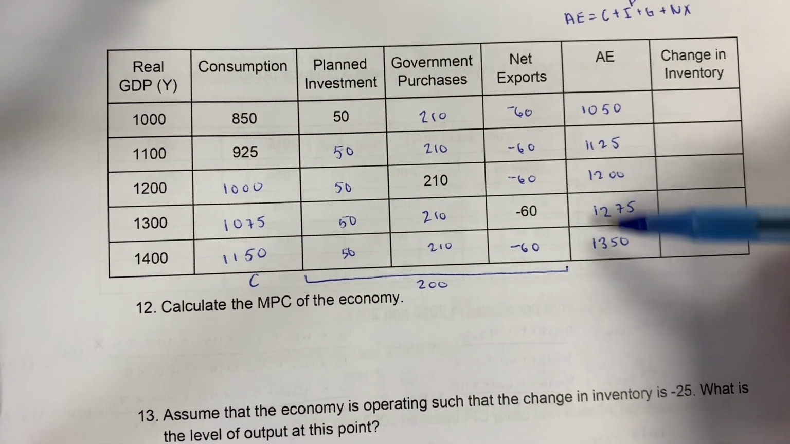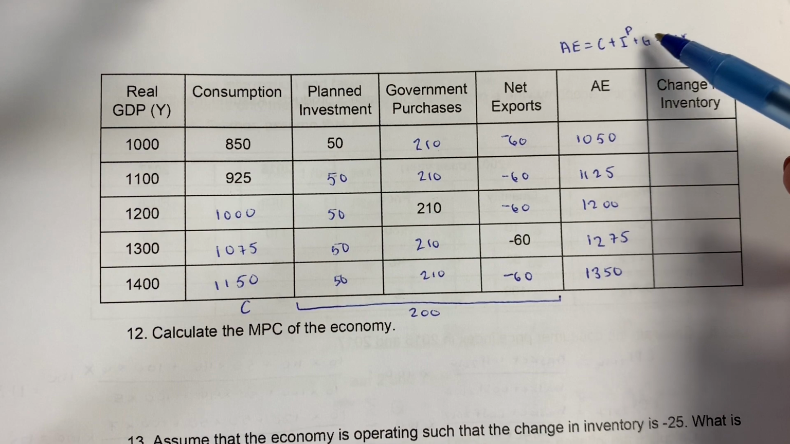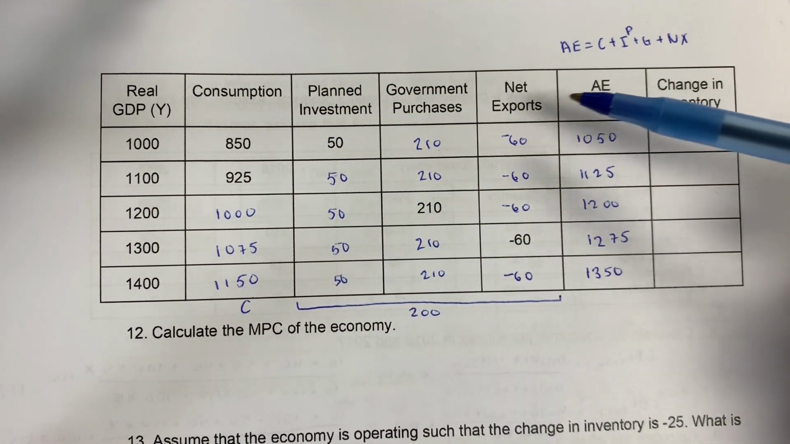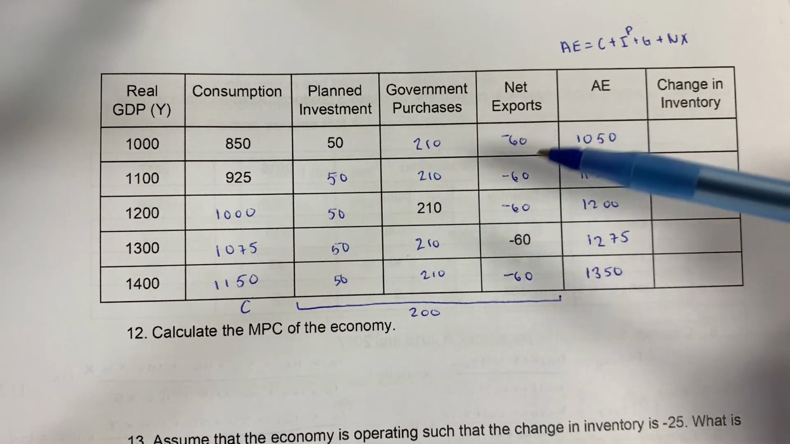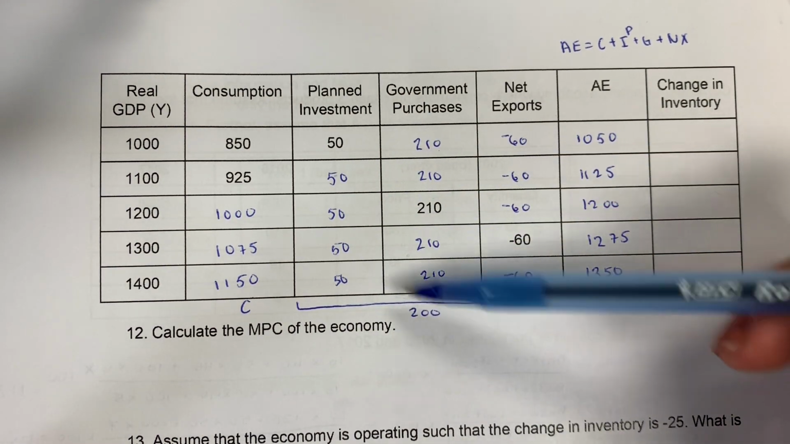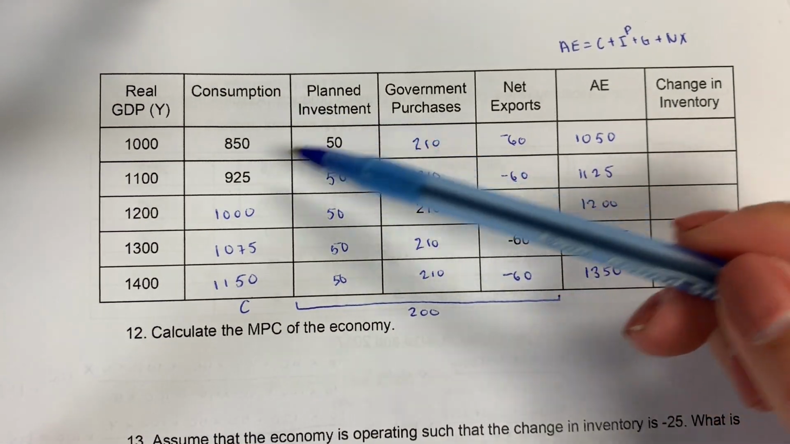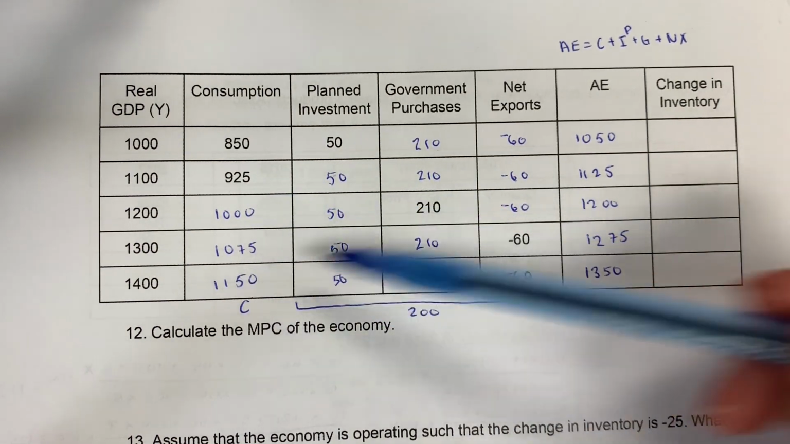So, recap how we did this: we just added C plus I plus G plus NX, but we did kind of a shortcut because we knew that these three columns right here are constant. So we can just add them across and know that each of these is equal. They're just equal to 200, all three of these together. So we just add 850 plus 200, 925 plus 200, 1,000 plus 200, and so forth and so on.